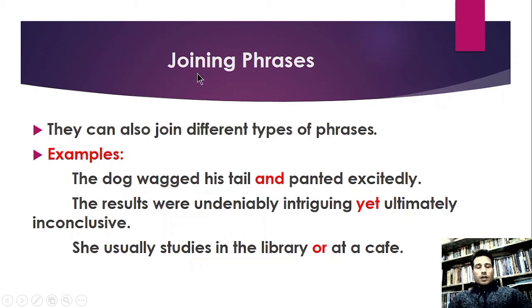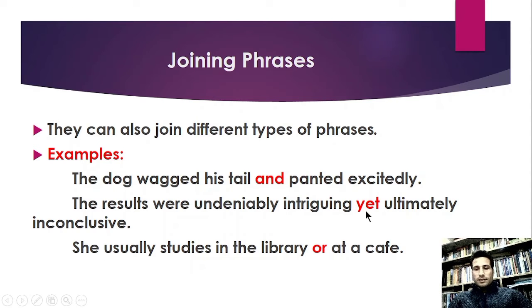Now how does it join phrases? Coordinating conjunctions can also join different types of phrases. The dog wagged his tail and panted excitedly. So here we have two clauses, or you can say a clause and a phrase, and they are joined with the help of and. The results were undeniably intriguing, yet ultimately inconclusive.